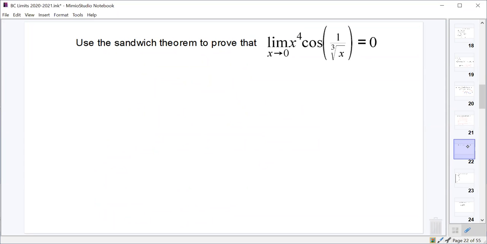Let's not do this one. Let's change this into x to the third. Let's make this x to the third power, just to make things slightly more complicated. Because why not? We can. What should we start with?